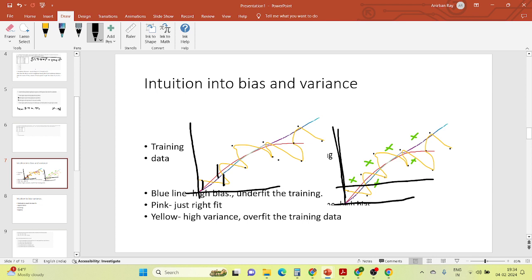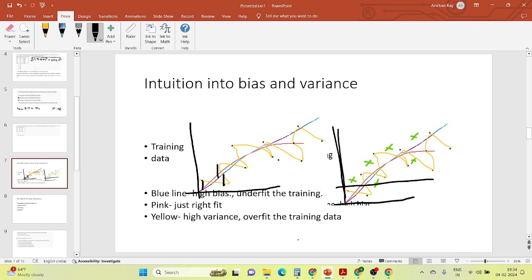And you can see that the other two have low variance. In that case, the pink line has the least variance, and the blue line is the middle one.